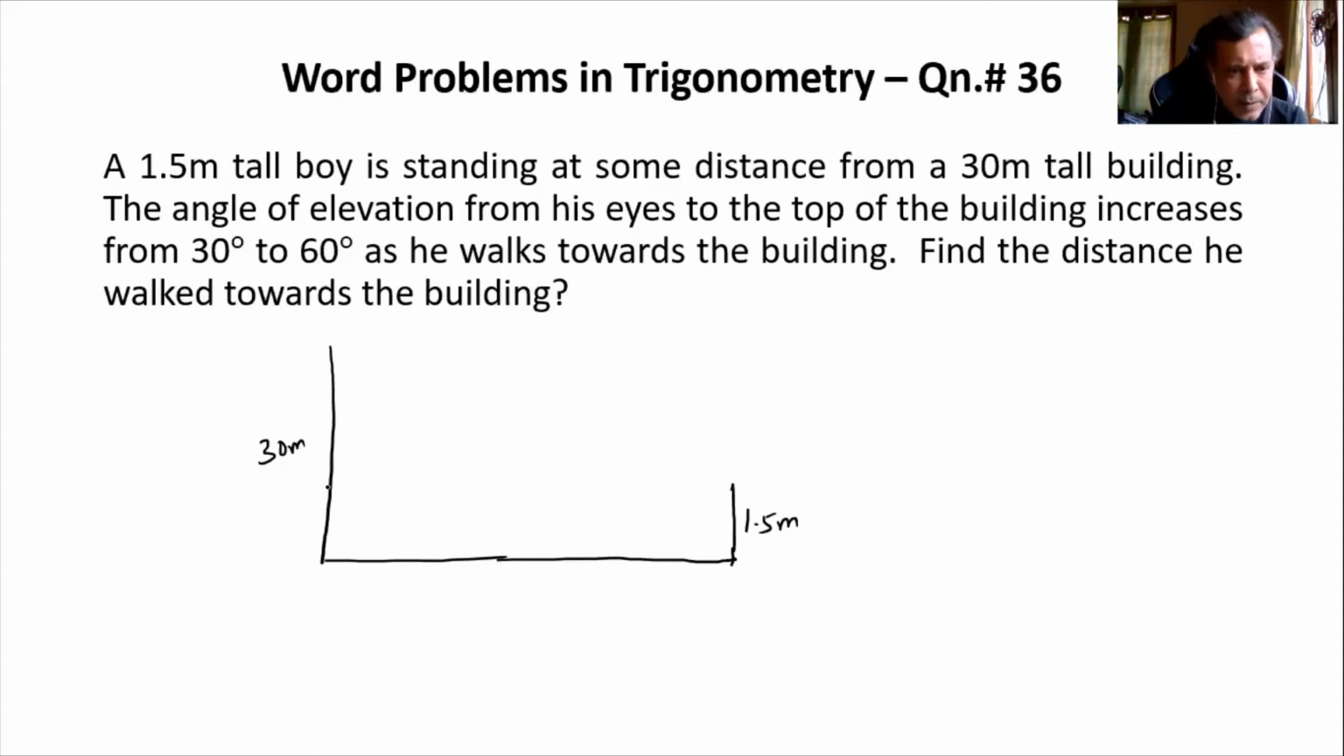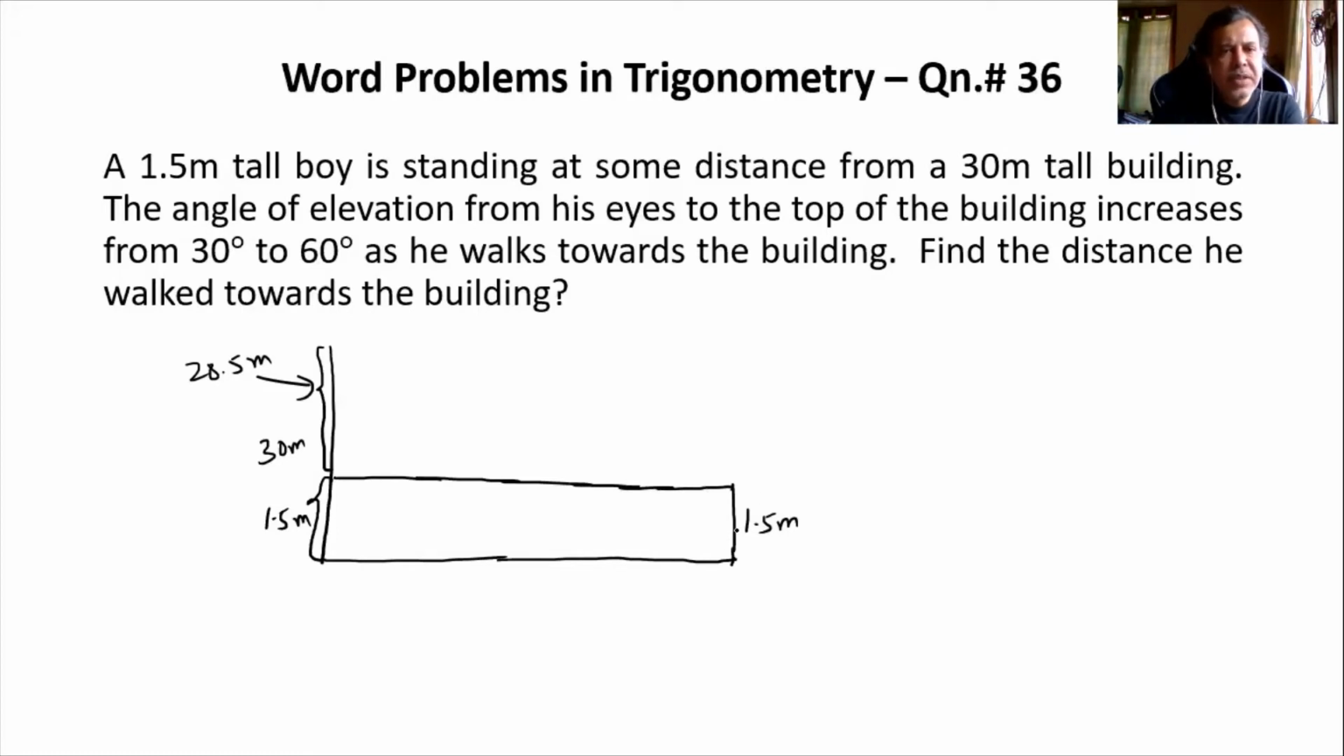So let us split this. This will become the same 1.5, so that means this will become the difference between 30 and 1.5, that will be 28.5 meters. So what I did, I just split the 30 into 1.5 and 28.5. So let me just draw a horizontal line towards this.